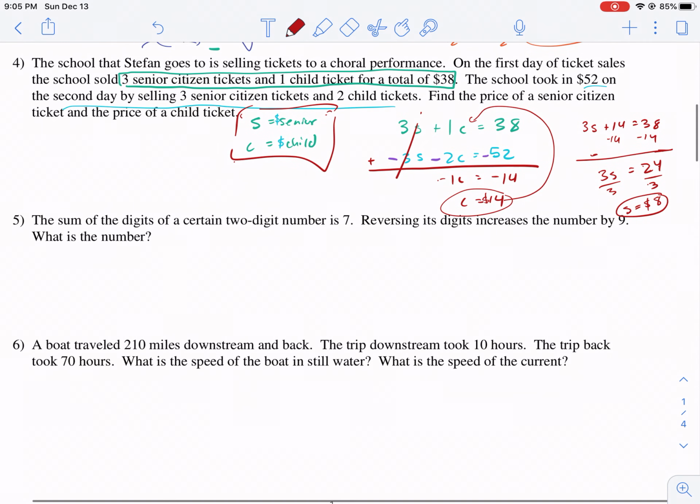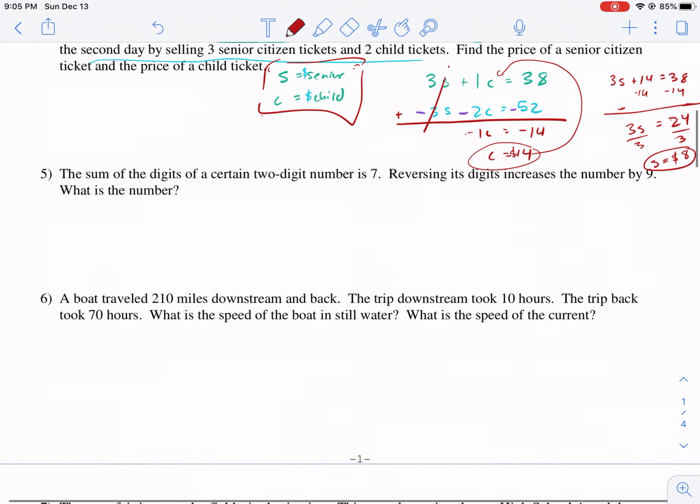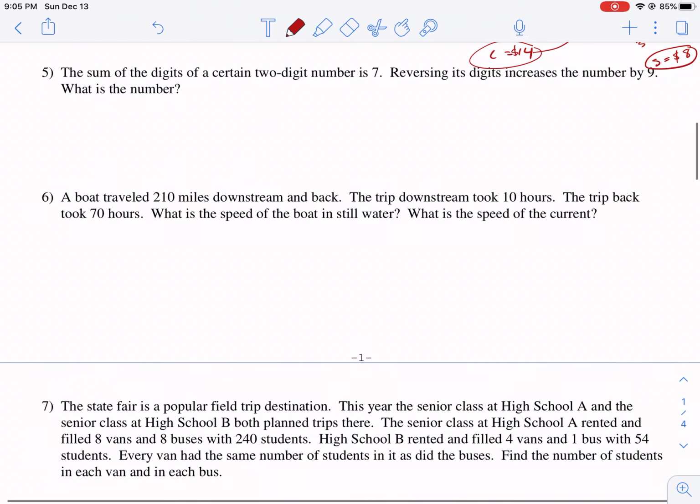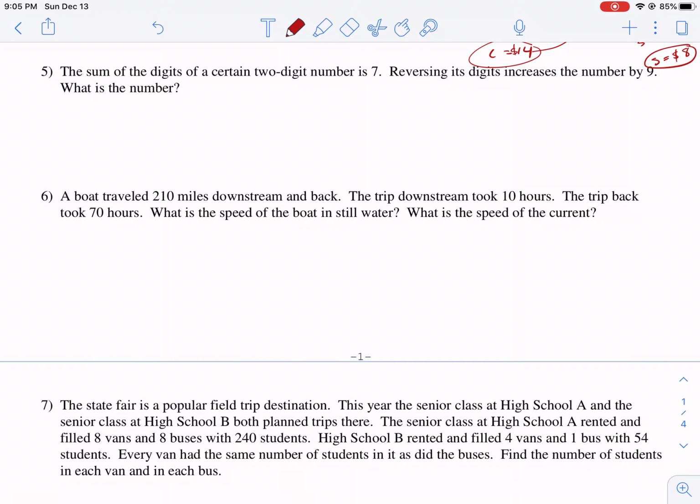The sum of digits, okay, this one's a really tough one. I'm going to save this one for last, and I'm going to skip to number 6. But if you want to see what number 5 is, go ahead and stick around.